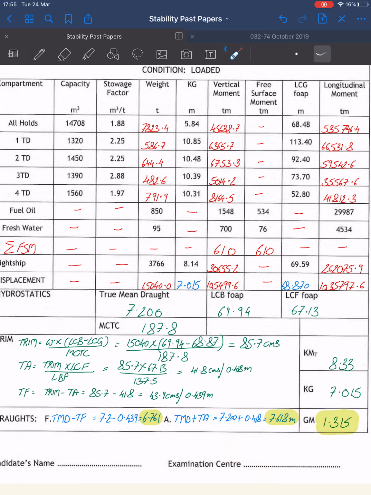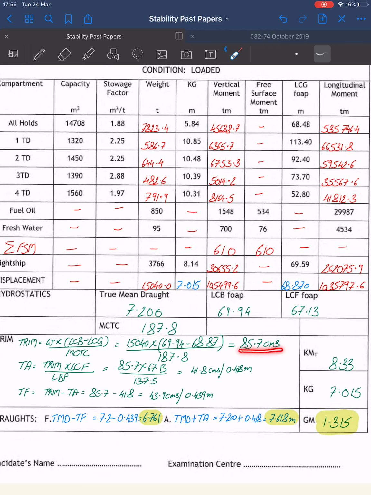So it is very much evident from looking at the LCB and LCG of the ship that the vessel is going to be trimmed by stern. We put these values into the formula and obtain a trim equal to 85.7 centimeters. The answer will be in centimeters because we are using MCTC in the formula, and MCTC stands for moment required to change trim by one centimeter.